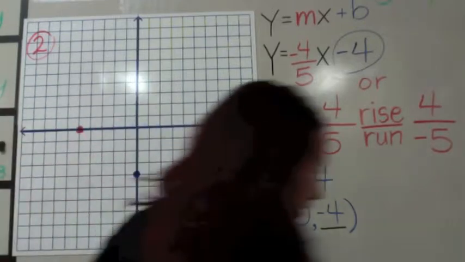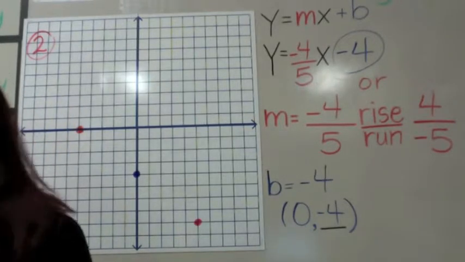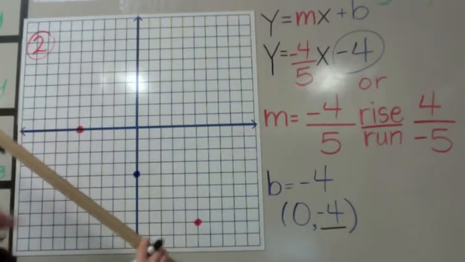All right. So when you have 3 points, you can make a line. What kind of a slope is this? It's going down, right?